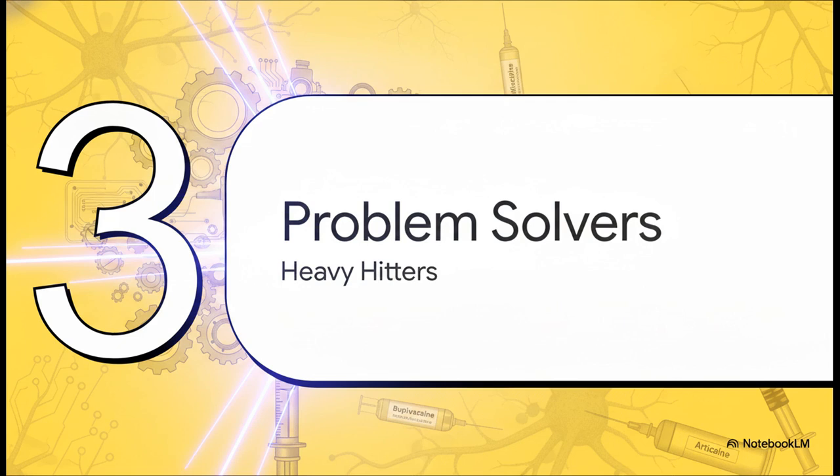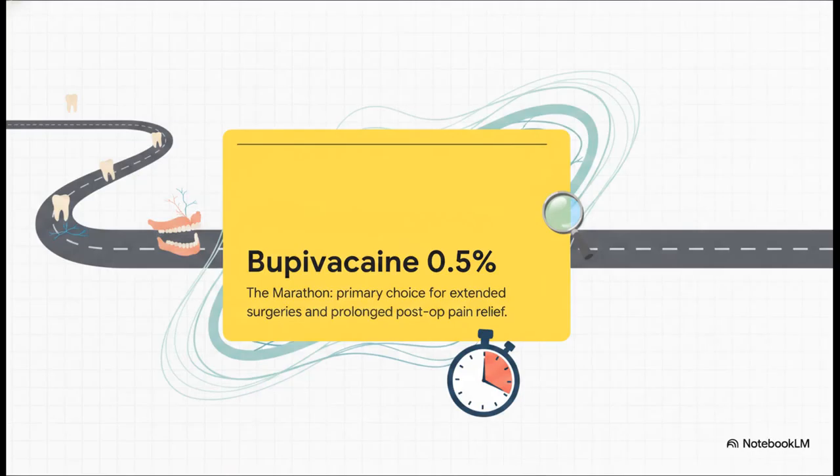Okay, part 3, specialized problem solvers. Look, when your everyday workhorses just aren't cutting it, we have to call in the heavy hitters. These highly specialized pharmacological profiles are strictly reserved for complex scenarios. First up is bupivacaine 0.5%. We call it the marathon, for a very good reason.